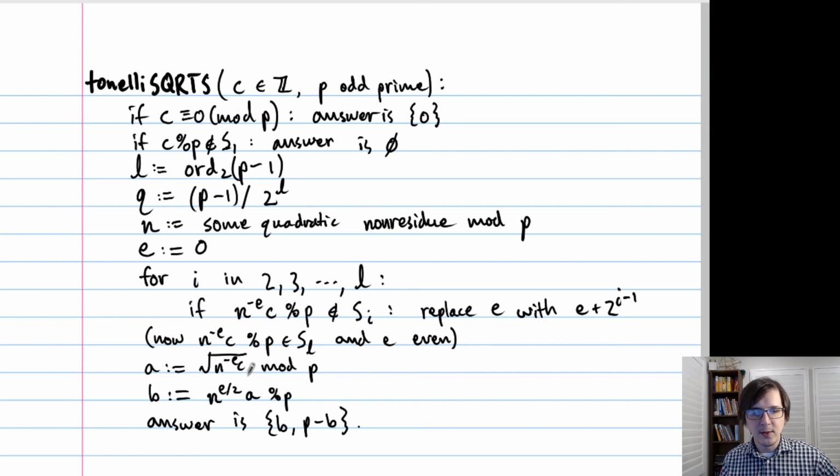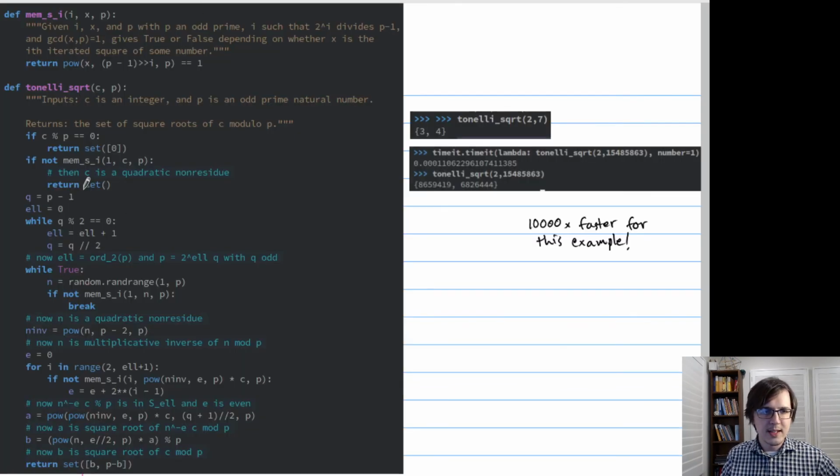So we use the formula that we found to compute the square root of that element mod p in the fast way, and then we multiply it by n to the e over 2, and this gives us a square root of c. To get both square roots, we also take the negative. So we return both of those square roots. That's the Tonelli square root algorithm, and it's not so hard to implement in Python. It's a number of lines, about a third of them are comments.